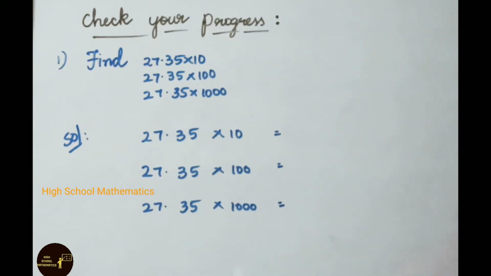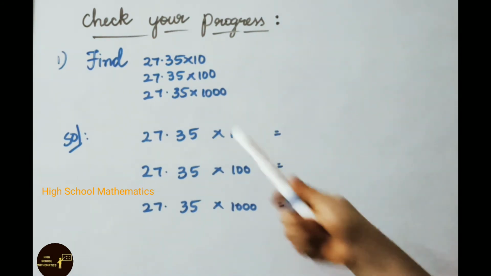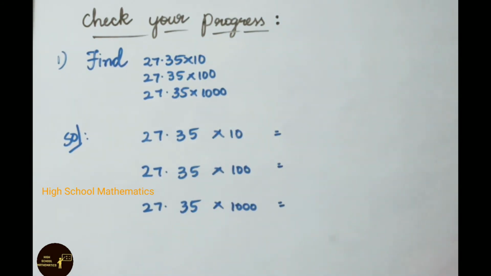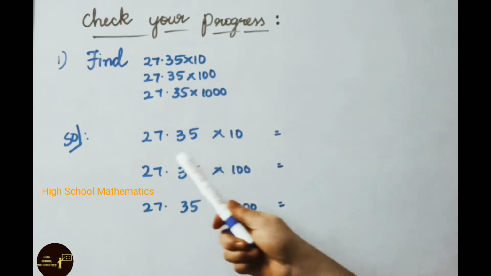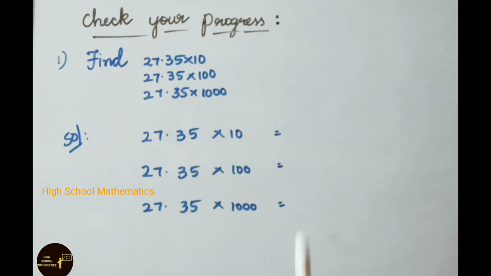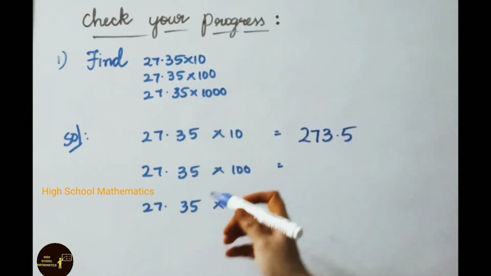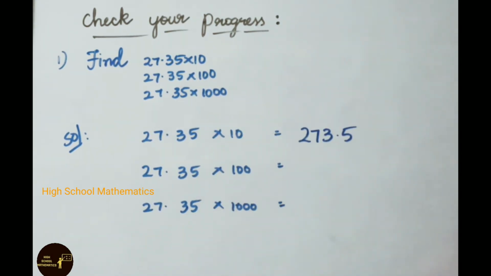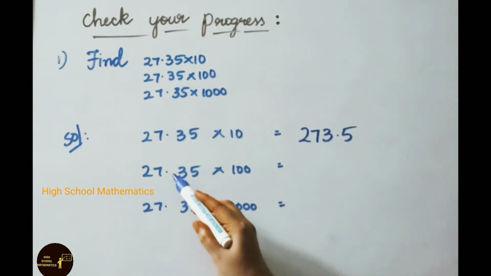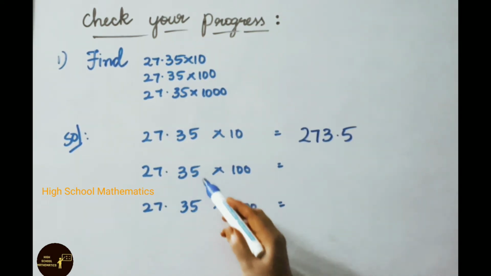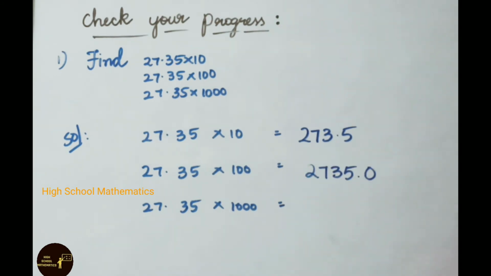First sum, find 27.35 multiplied by 10, 27.35 multiplied by 100, 27.35 multiplied by 1000. Let us see the solution now. 27.35 multiplied by 10. Multiplying by 10 means we have to shift one decimal place. So answer is 273.5. Next one, 27.35 multiplied by 100. Multiplied by 100 means we have to shift decimal point 2 digits after. So the answer is 2735.0.